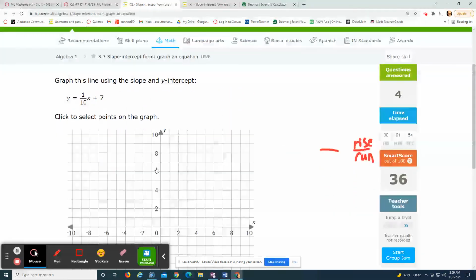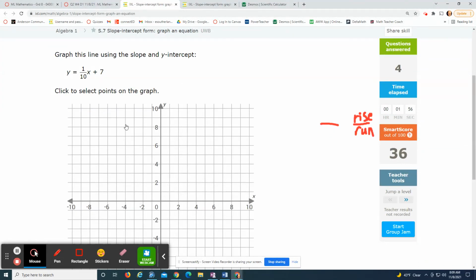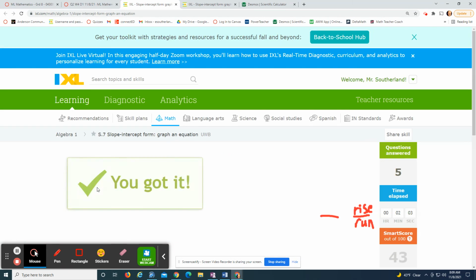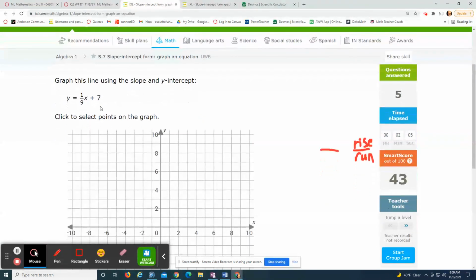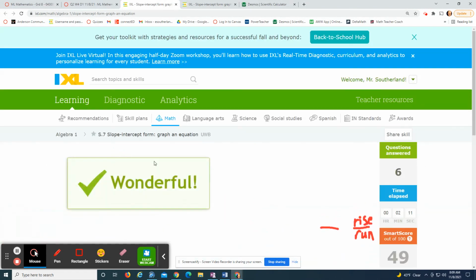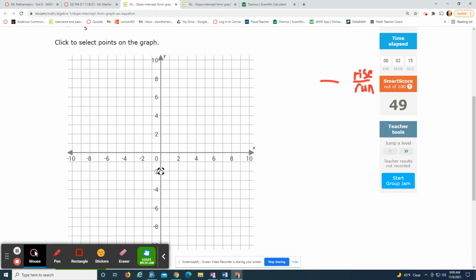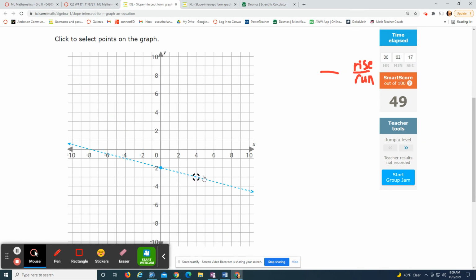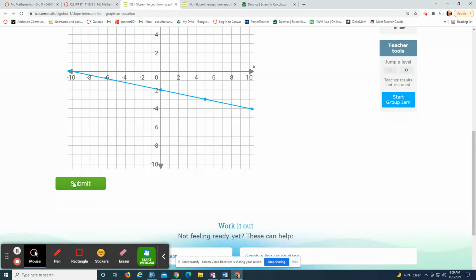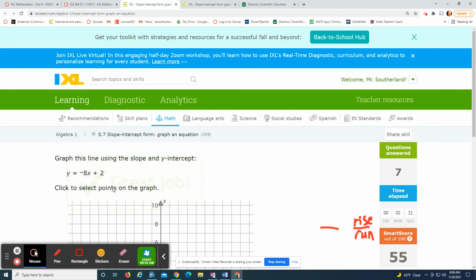And you're going to keep doing these over and over. They're not going to get harder. So plus 7 tells me to start here. 1/10 tells me to go up 1 and over 10. You should get really good at these. These are not that hard. So 7 tells me to start there. 1/9 tells me to go up 1 and over 9. Negative 2 tells me to start at negative 2. Negative 1/5 tells me to go down 1 and over 5 to the right. Does that make sense? Do we understand how to do this?